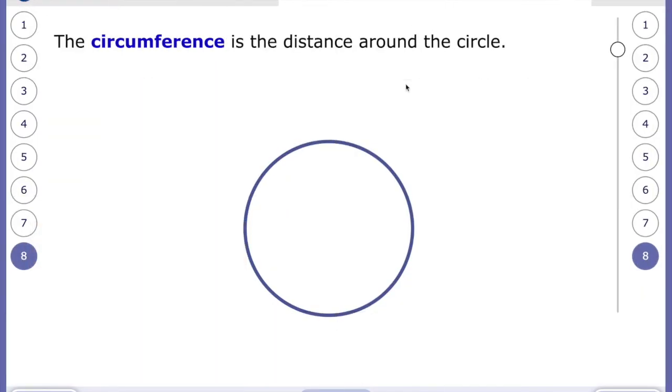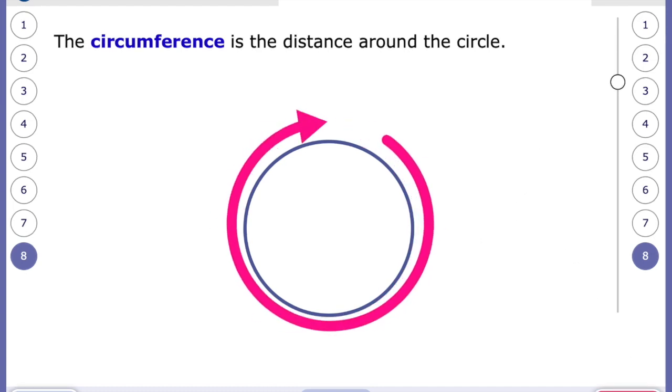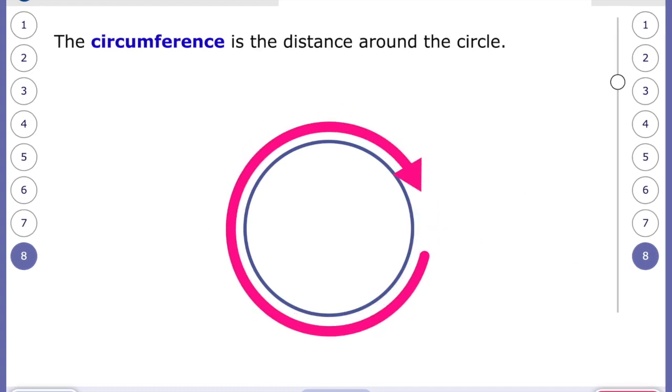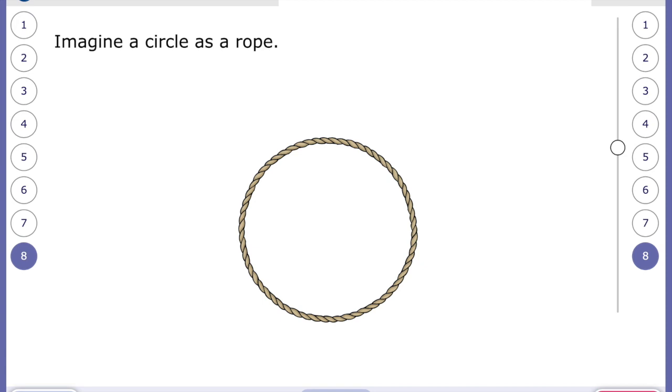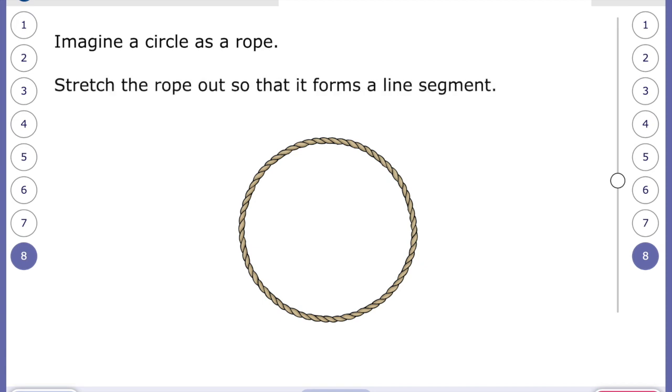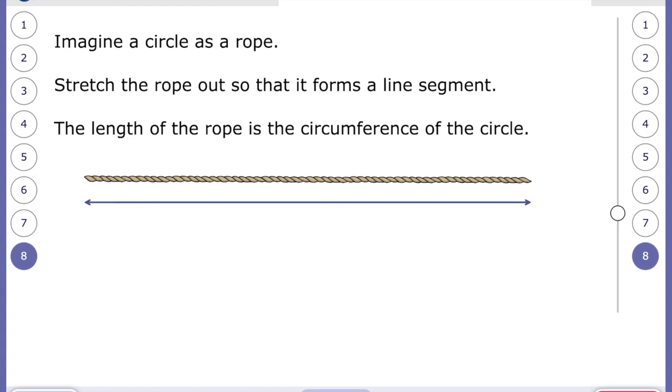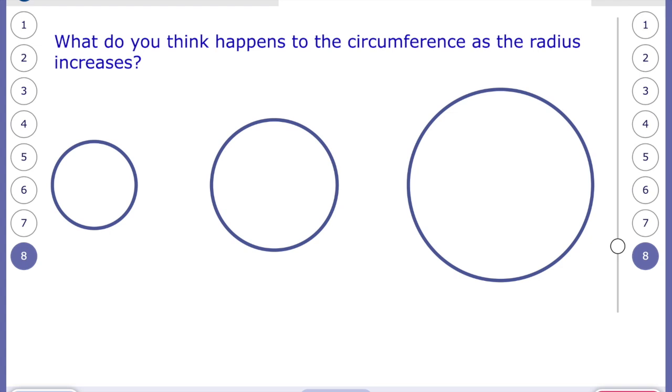Now, the circumference of a circle, and that is the distance that goes all the way around the outside. As you can see here, we start at one point and we measure all the way around back to the same point again. So if you imagine it as a rope, as you can see in the diagram, if we stretch the rope out so it forms a line segment, we can measure the length of the rope, and that will be the circumference of a circle.